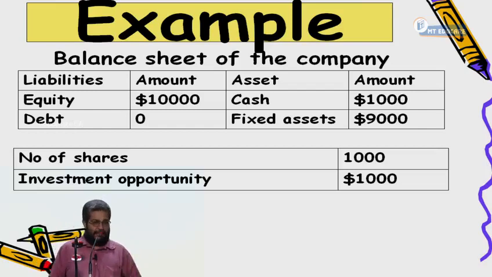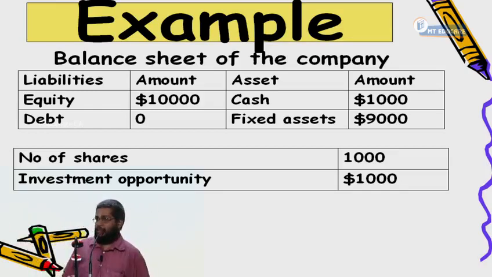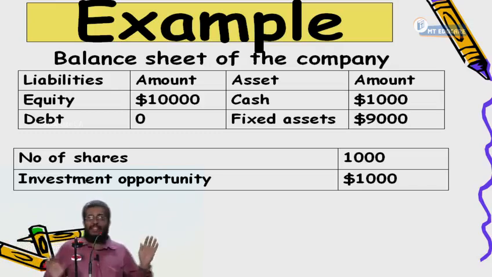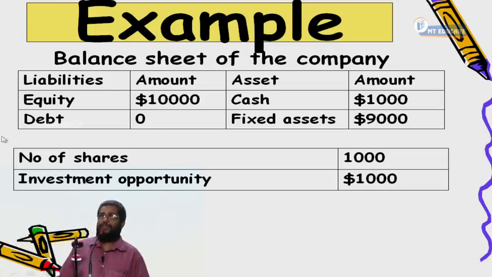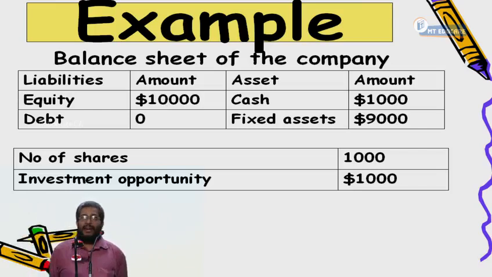Every discussion which I make is useful in one way or another in the problems to be solved later. First of all, let's take this particular balance sheet. The $10,000 equity I have given, right? I said the company is having 1,000 shares and the equity is $10,000.